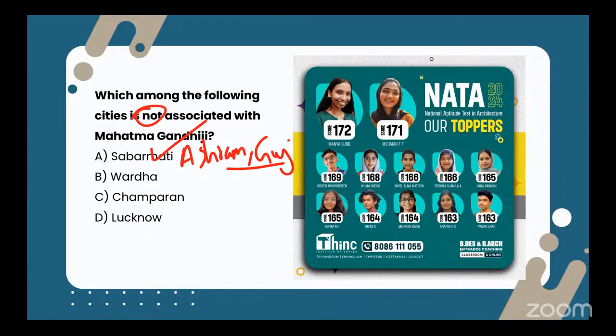Next one is Wardha. Wardha is in Maharashtra. There he has an ashram, the Sevagram Ashram. It became Gandhi's residence in the later years, and he held a lot of important meetings with the Congress leaders here, like the Wardha session of the Congress. So this is also associated with Gandhi.